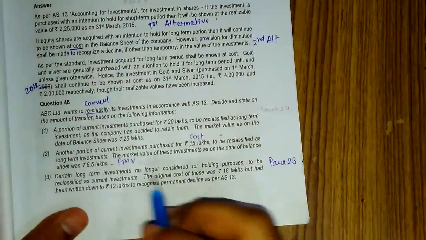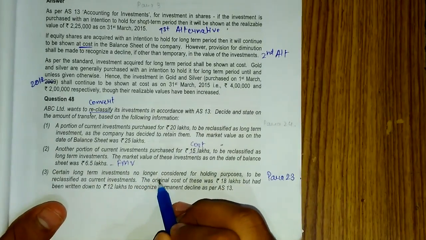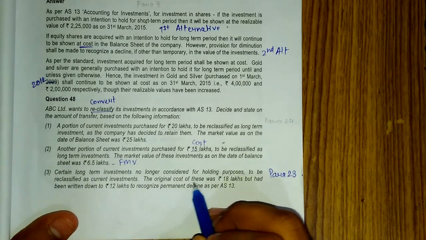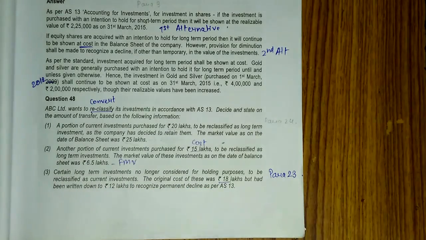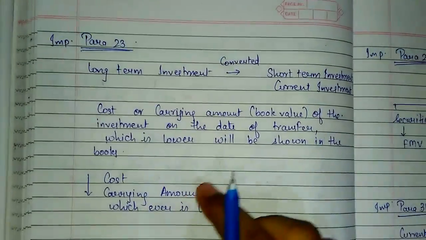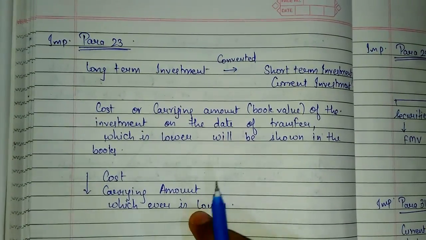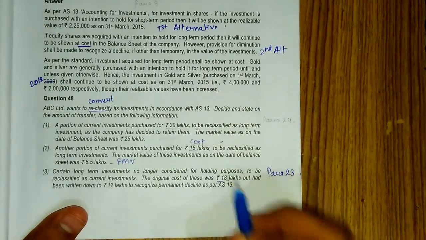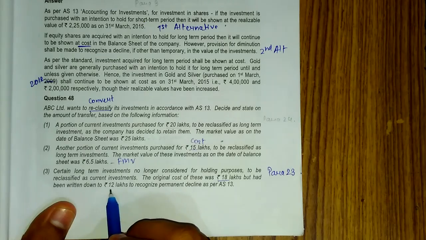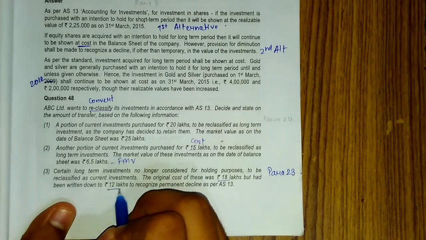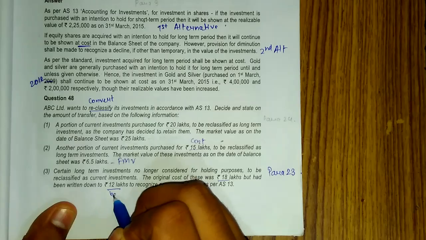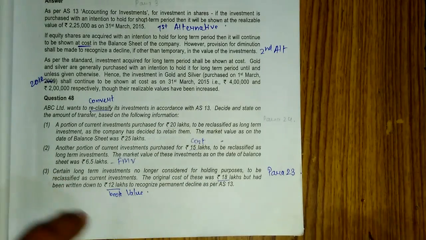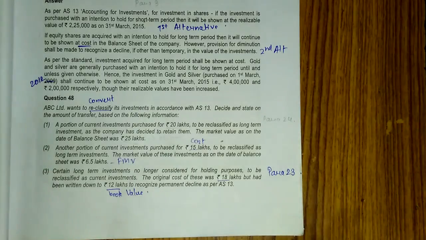I'll again explain you. Certain long-term investment no longer considered for holding purpose is to be reclassified as current investment. So we have to just see the cost and the carrying amount. The formula is cost or carrying amount, whichever is lower, as per para 23. This is the cost. We have got the cost, but it has been written down to 12 lakh to recognize permanent decline. So this is the carrying amount, that means the book value. So whichever is lower is rupees 12 lakh. I hope you all have understood it well.